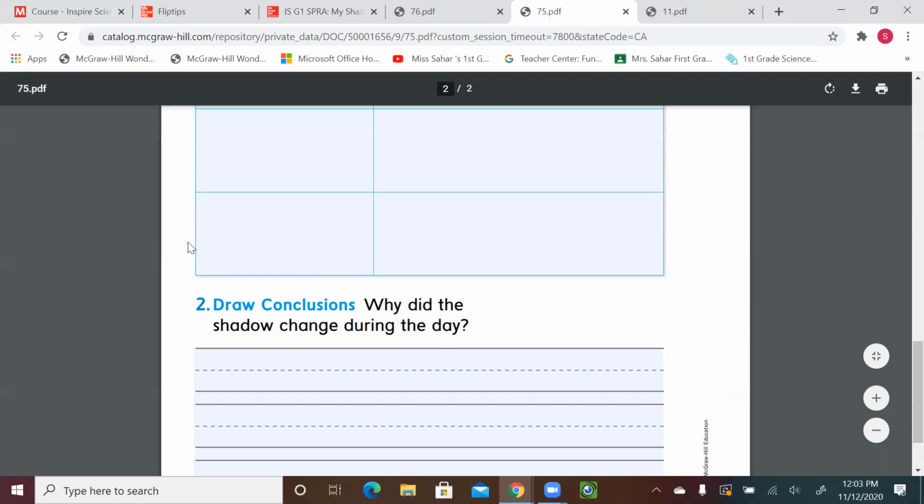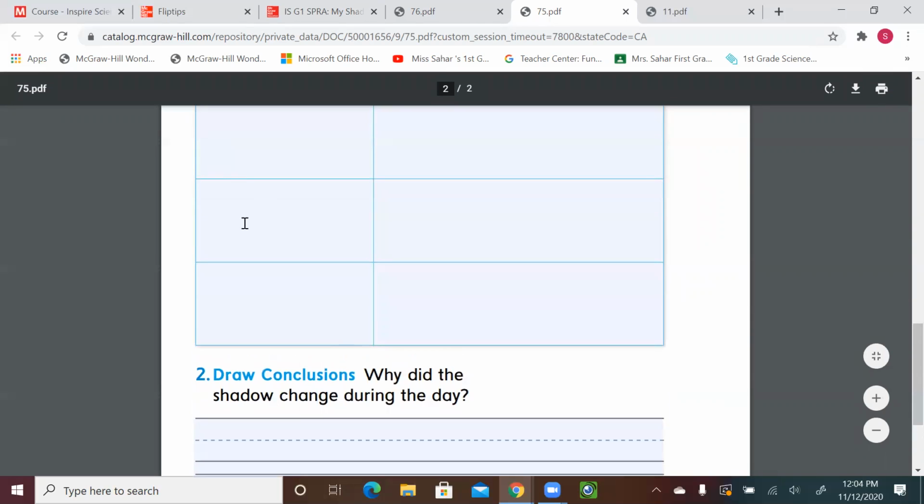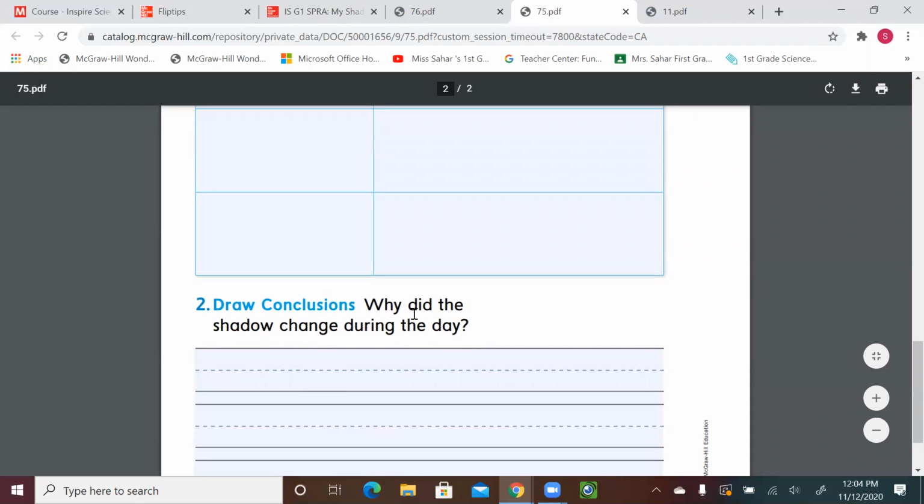All right, so remember, we're gonna have 3 different times of the same day for the same object that you are observing. So let's say if you choose this tree, you're gonna watch that tree. Or even if you don't have something, if you go outside, you just stand on the sunny part and watch your shadow. Is it long or short? And then you go and you write the time and what did you observe? Then the same within like 2-3 hours, and then at noon. Now draw a conclusion. Why did the shadow change during the day?